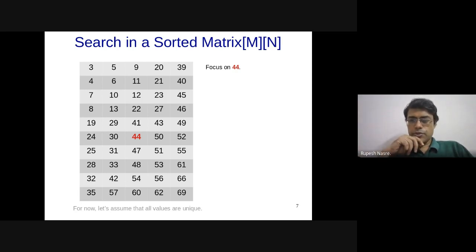Shri Vishnu Kumar says, can you explain how the matrix values are sorted? Sorted is only from left to right and top to bottom. If you take any row, the values are sorted. If you take any column, the values are sorted. That's the only thing. And in addition, we have said that the values are unique. It is increasing as we move towards the right and as we move down. Yes, that is correct.